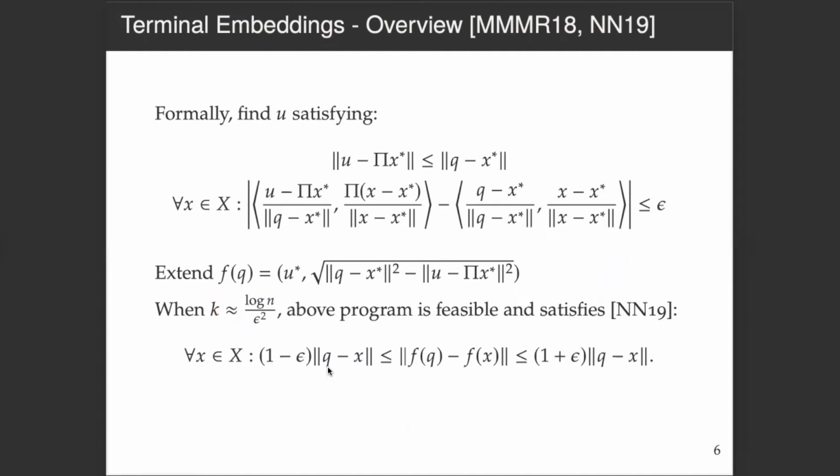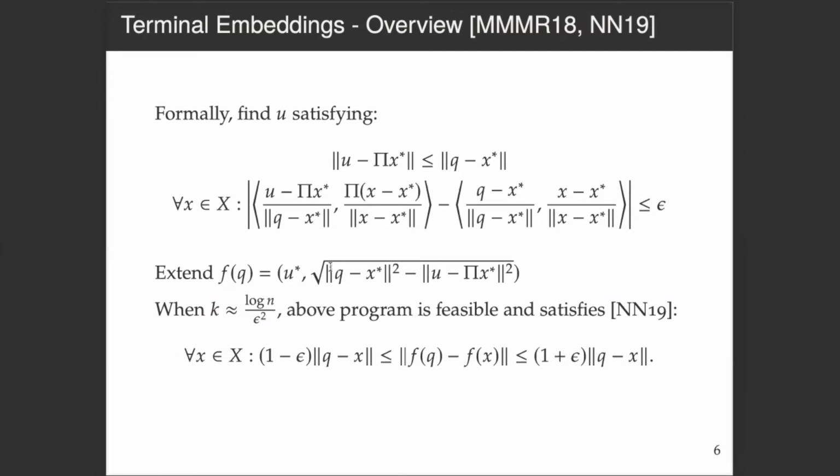Now we're going to formalize the previous requirements into this program. So we're going to have two constraints. The first constraint is the distance of U from the embedding of X star is going to be less than the distance of Q to X star. And the second is the angle constraint rephrased in terms of an inner product. So what we're going to enforce is that the angle between U and the embedding of any point X is going to be approximately equal to the angle between Q and that point X measured relative to the nearest neighbor and the projection of the nearest neighbor X star.